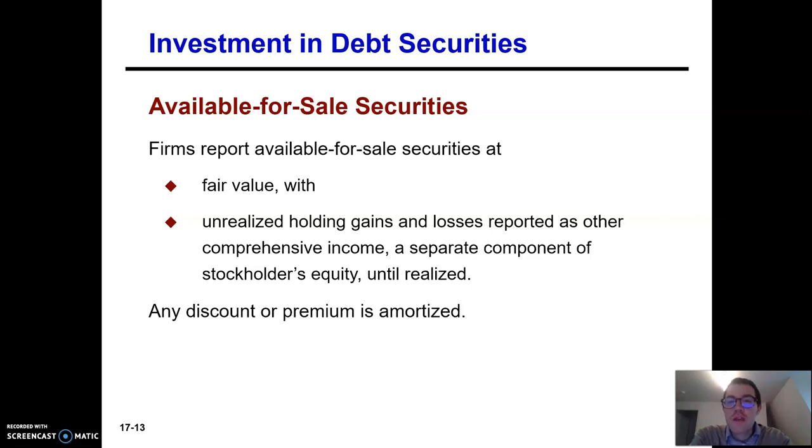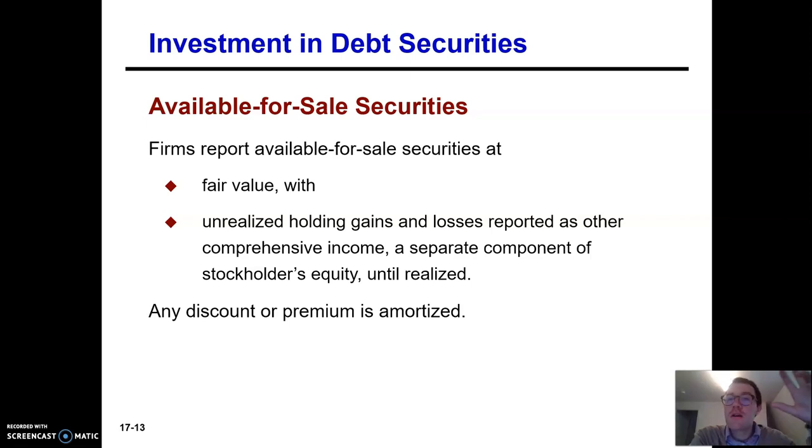So when their value changes during the year, and you come to the end of the year, you're going to have an unrealized holding gain or loss. Meaning, the value was 100, and now it's 70. You have an unrealized loss of 30, say. That unrealized gain or loss will be reported in other comprehensive income.